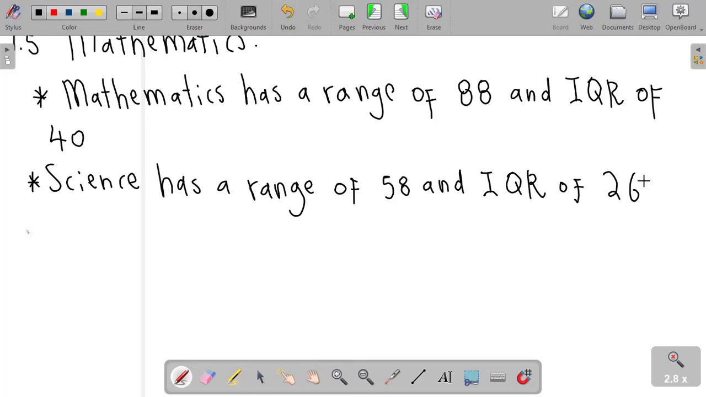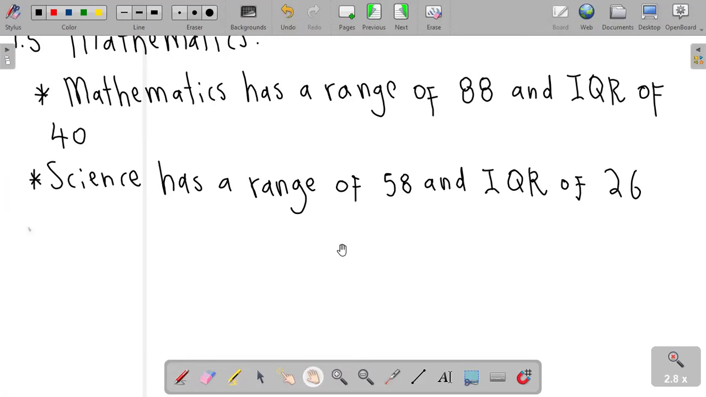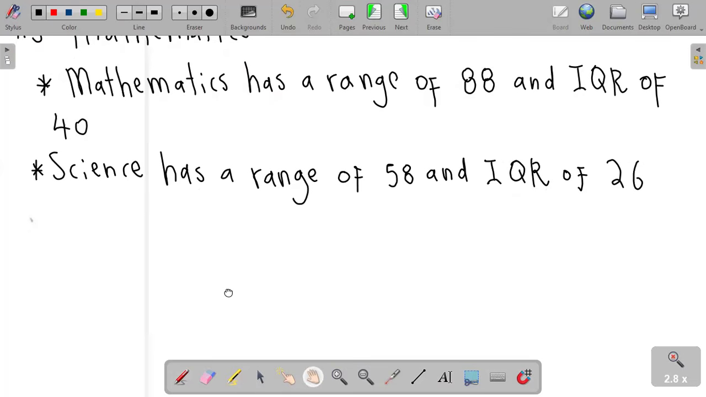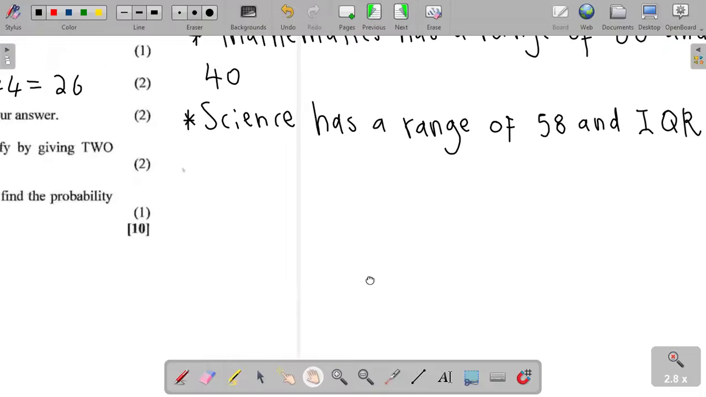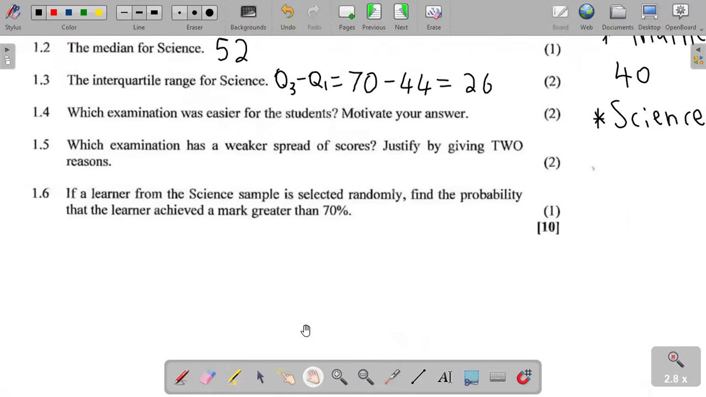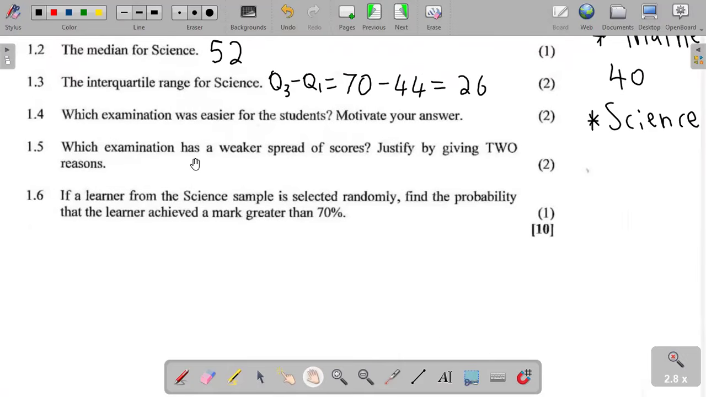So those are the reasons here. We compare the range and the IQR. You can see that for mathematics, they are higher, and for science, they are lower, both values. So that is why we say it has a weaker spread of scores.